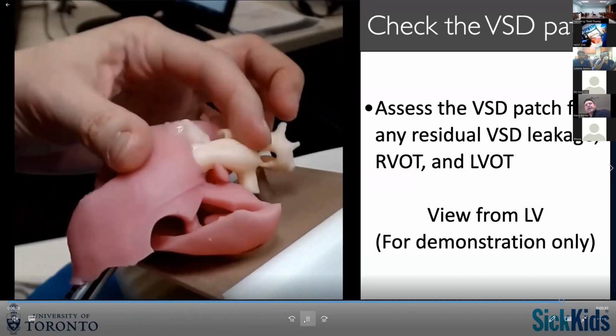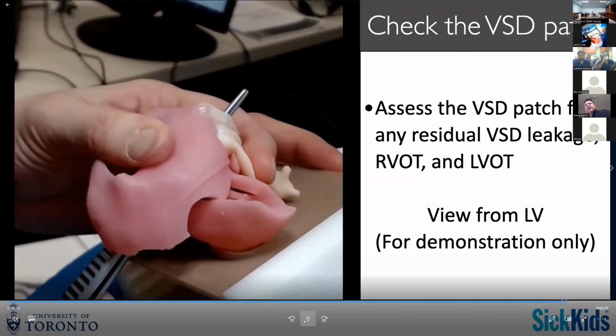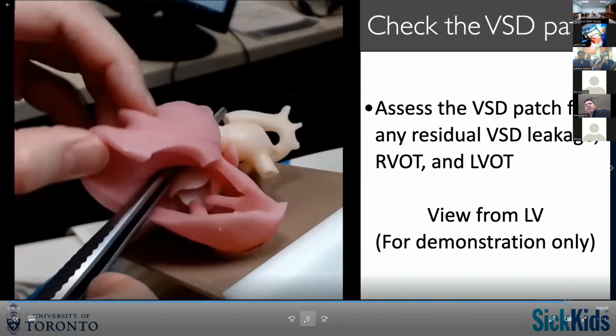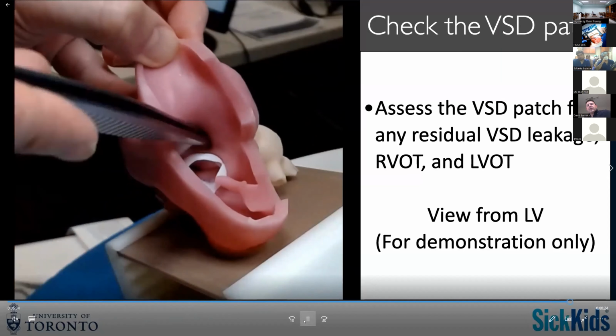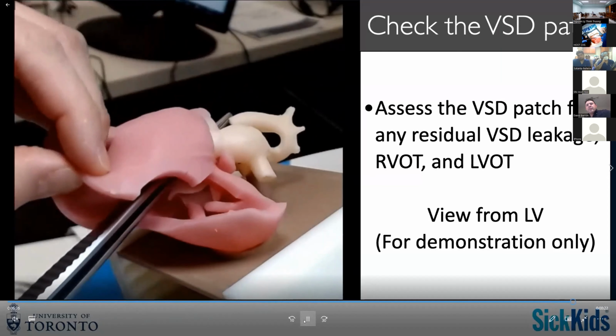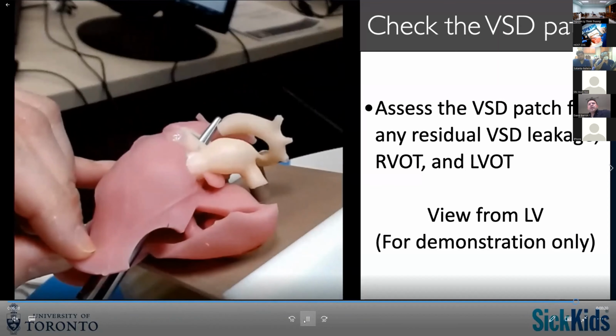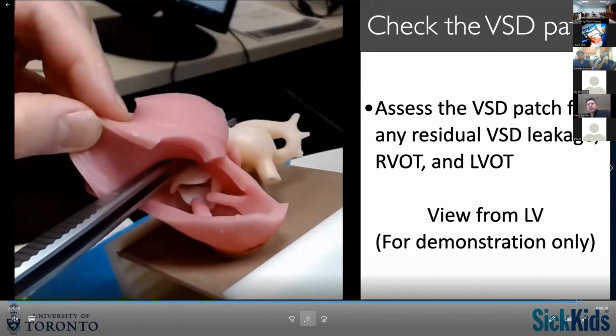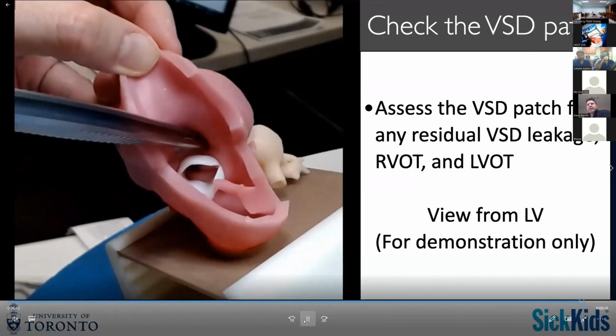So I hope this is an example of how, even though you've got a remote VSD, you can still create quite an effective, large enough channel from the left ventricle through to the aorta, and therefore effect a biventricular repair.